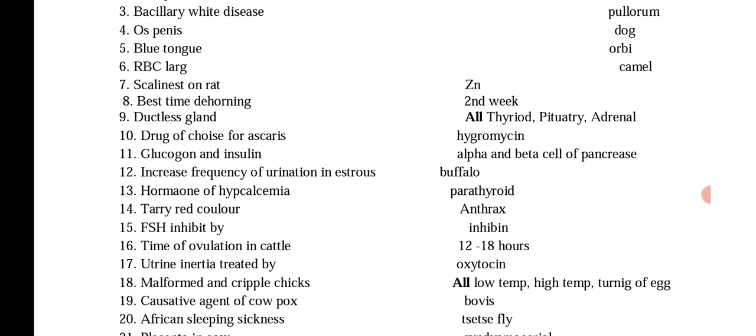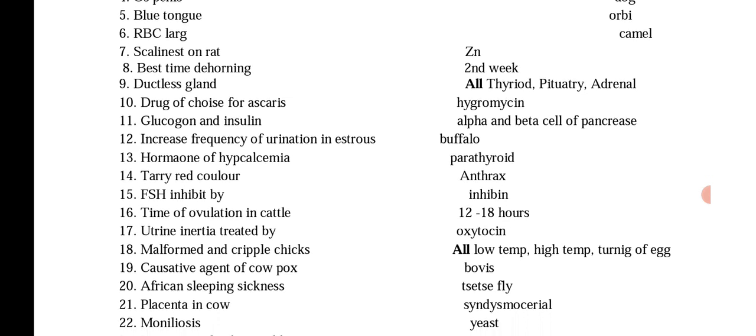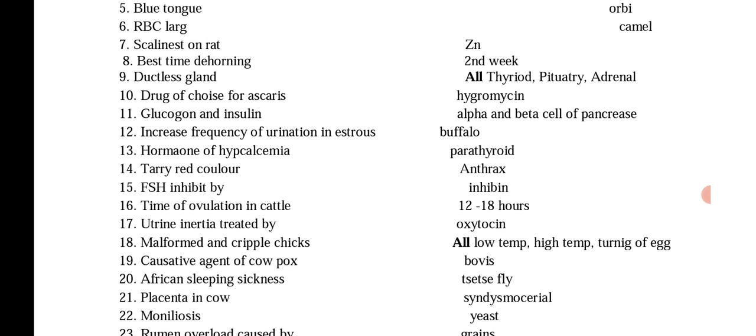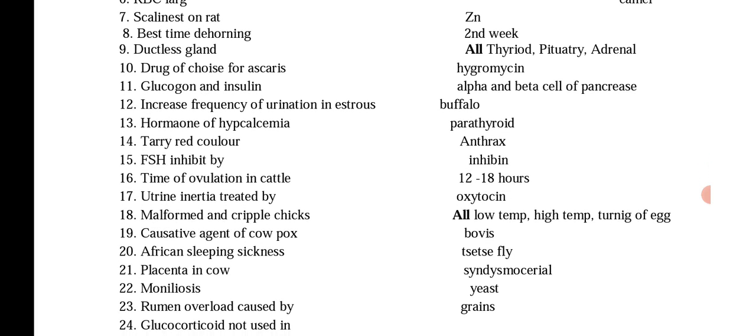Bacillary white diarrhea is caused by Salmonella pullorum. Ascaris is present in dog. Oesophagostomum is present in cattle. Blue tongue is caused by orbivirus. RBCs are lost in camel.